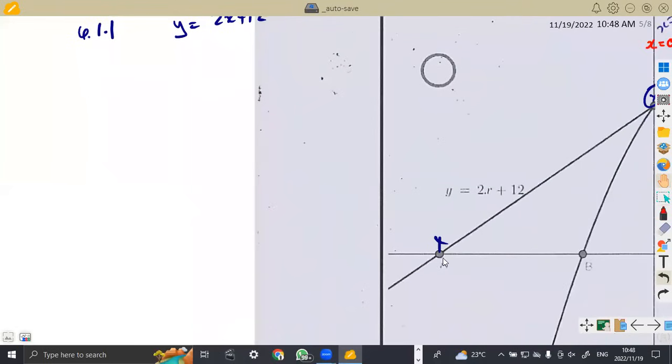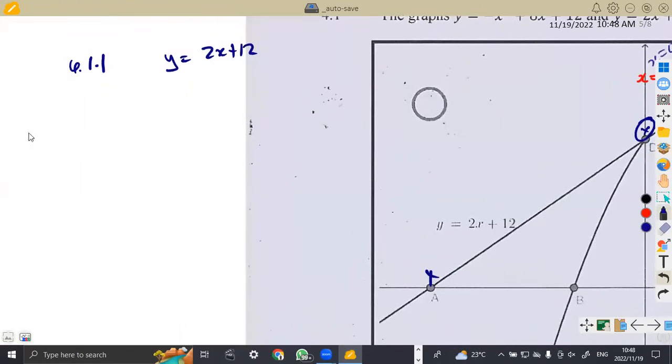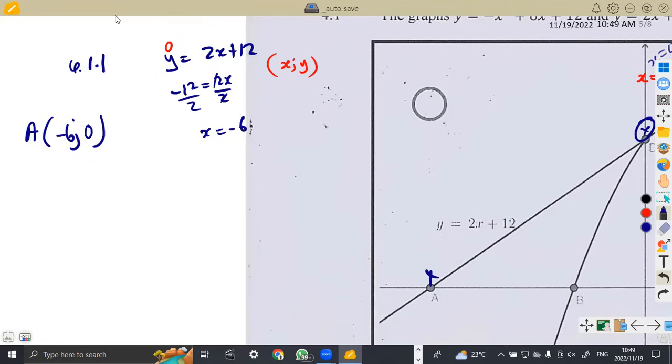To find A, which is the x-intercept, you know that y is equal to 0. Remember, guys, a point is made up of x and y. So if y is equal to 0 here, what is the value of x? Transpose the 12 to the other side, which gives minus 12 is equal to 2x, divided by 2, divided by 2. So x is going to be negative 6. So that was the point A.